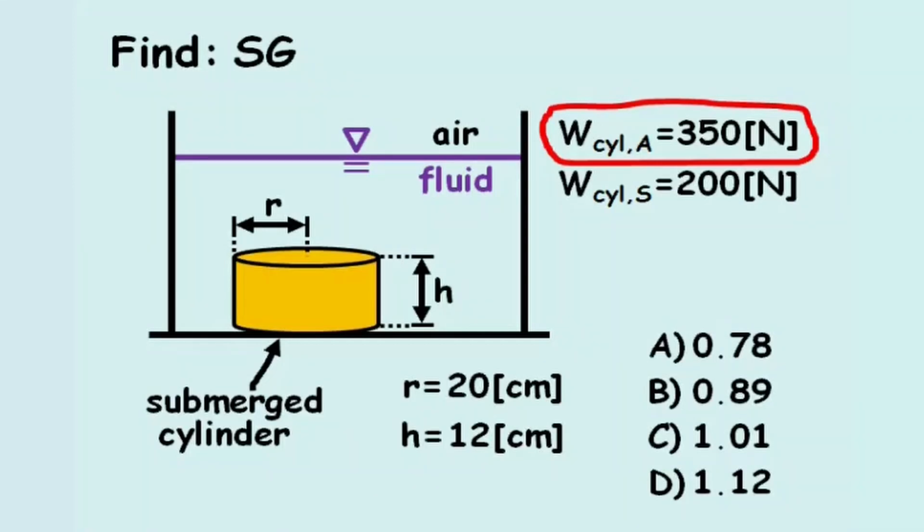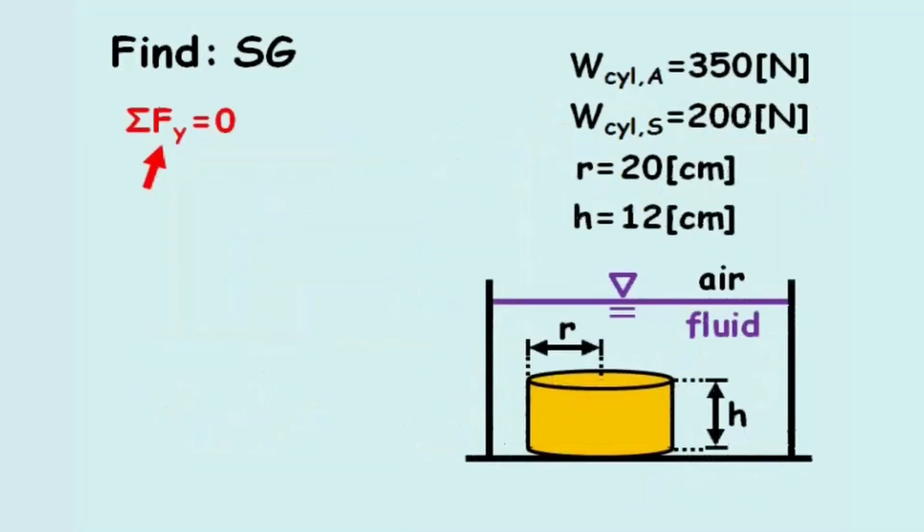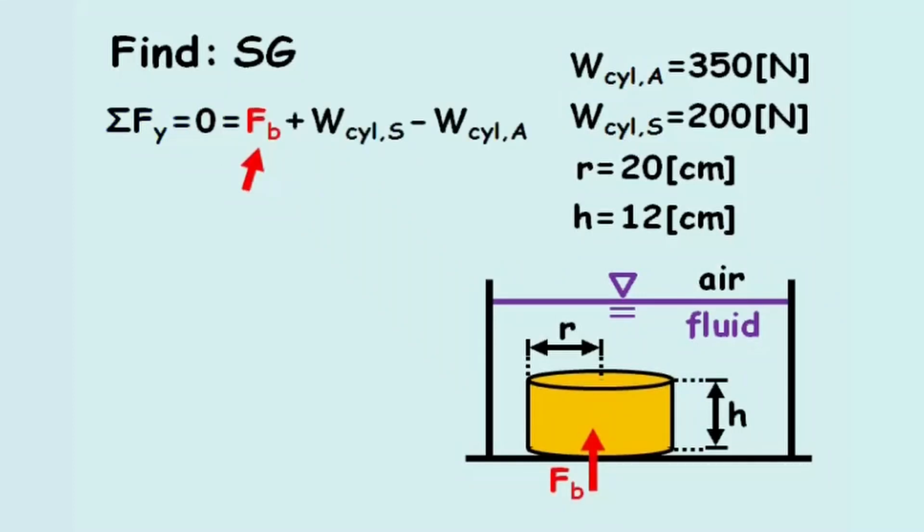To solve this problem, we'll first write out the sum of the forces in the vertical direction, which equals 0, because the acceleration of the cylinder equals 0. A buoyant force, Fb, acts upward on the cylinder, as well as a normal force experienced by the bottom of the tank, which is equal to the weight of the submerged cylinder. Lastly, the self-weight of the cylinder acts in the downward direction.